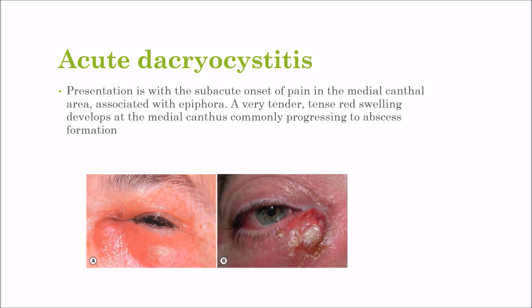Now, first of all, we are going to discuss acute dacryocystitis, where the presentation is with subacute onset of pain in the medial canthal area associated with epiphora. A very tender swelling develops in the medial canthus, as we can see here, and not only in the medial canthal area, we can see that the swelling is extending over to the inferior lid as well. Now, it commonly progresses to abscess formation, as it is shown in the picture here.